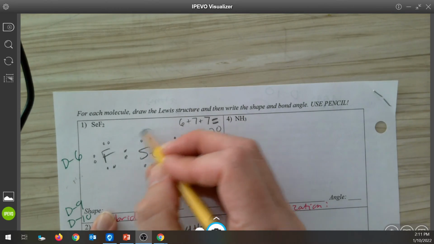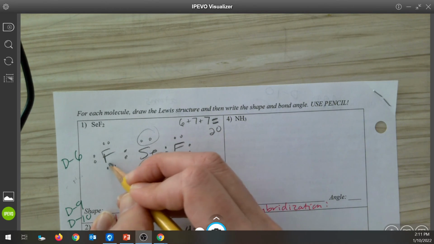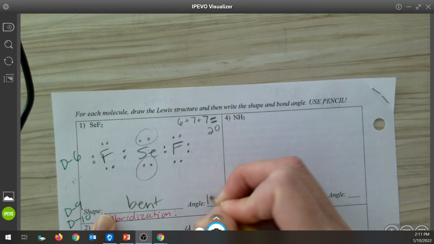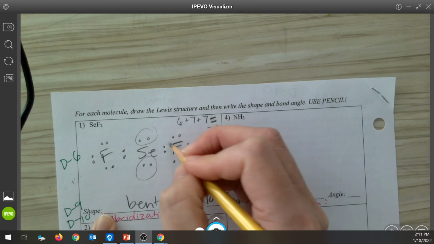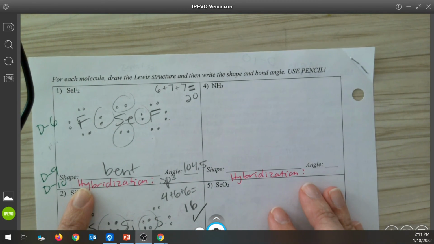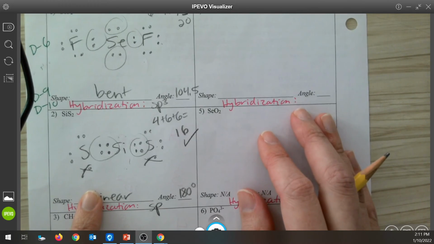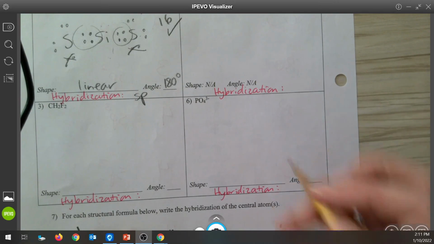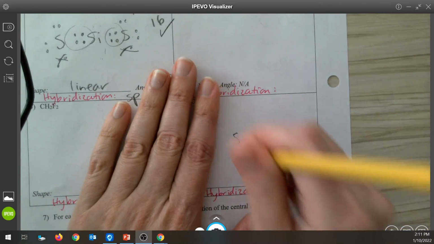For this one, there was a lone pair, bond to an atom, bond to an atom. So this one is bent, 104.5. And the hybridization here is sp3. Okay, hybridization here is sp3. Whereas the hybridization here is just sp. If you jump down to number 6, P is the central atom.